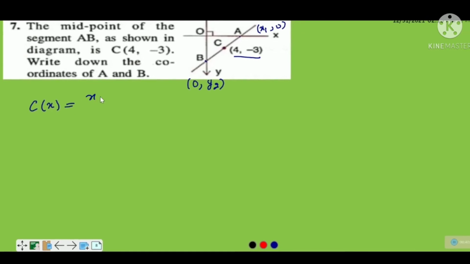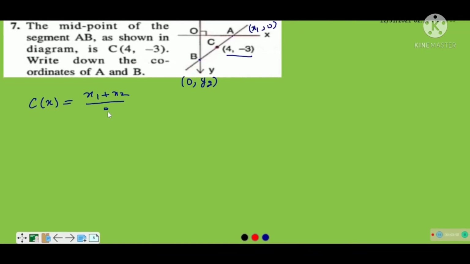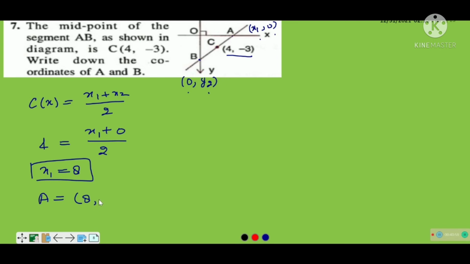The x coordinate of C will be (x1 plus x2) upon 2. This is x1, y1, the first end point, and this is x2, y2, the second end point. The x coordinate of C is 4. We have to find the value of x1, and x2 is 0. So x1 is equal to 8, which means the coordinates of A are (x1, 0), that is (8, 0).